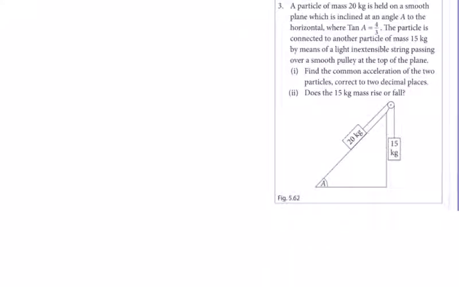Question 3. A particle of mass 20 kilograms is on a smooth plane inclined at an angle alpha to the horizontal, and tan alpha is 4/3. Hypotenuse is 5, so the sine of alpha is 4/5.